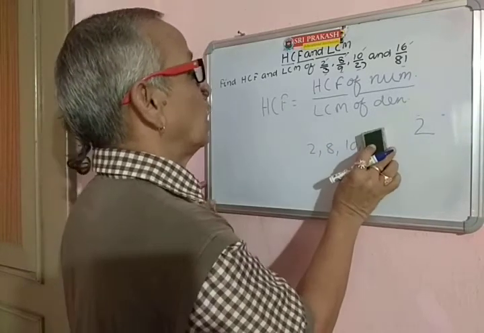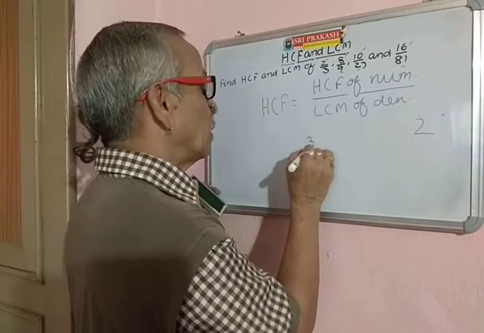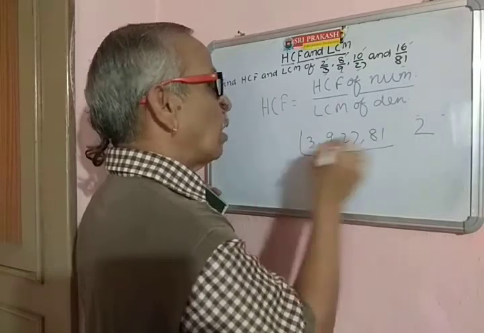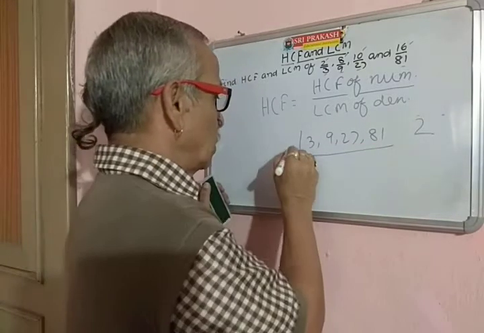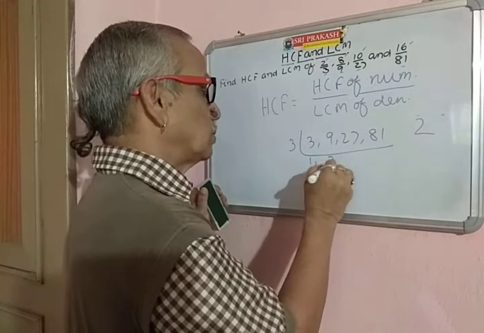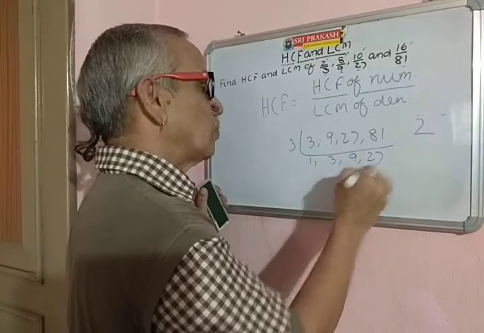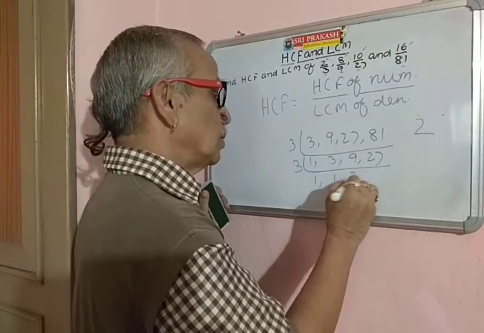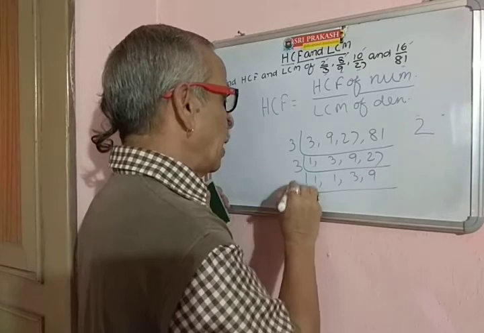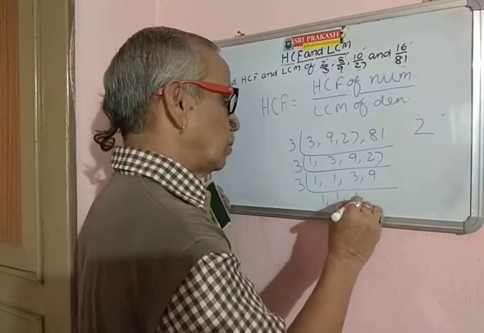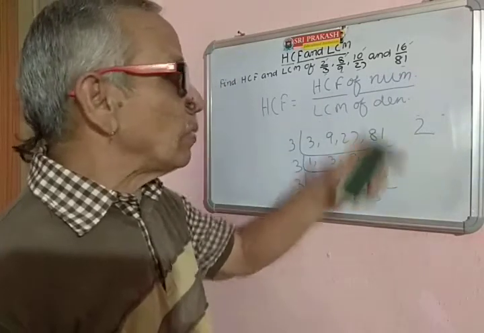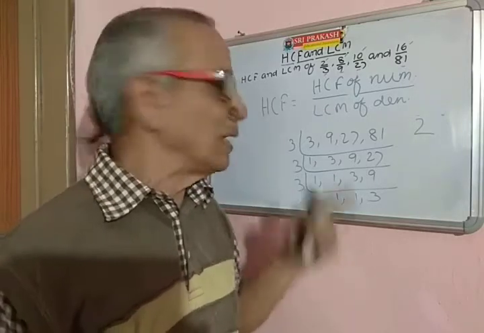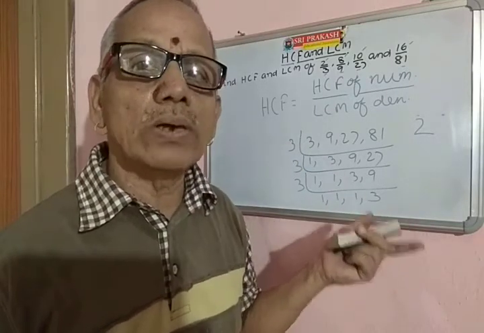LCM of denominators: 3, 9, 27 and 81. All these are divisible by 3. So 3. 1, 3, 9, 27. Again 3. 1, 3 and 9. Again 3. 1, 1, 1, 3. So what is the LCM of the denominators? 3 into 3 into 3 into 3. That means 9 into 9. 9 9s are how much? 81.